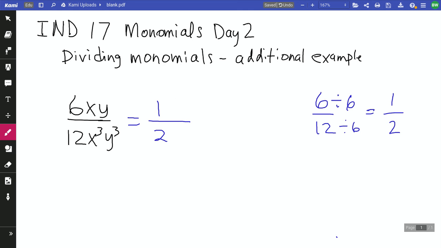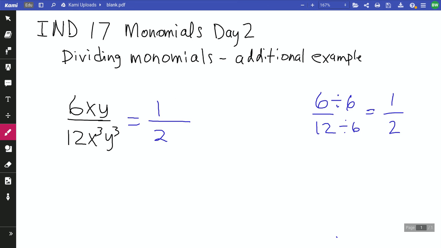So you can think of it as reducing, or you can think of it as saying, well, 6 divided by 12 is 0.5, which is the same as 1/2. Either way, this is the way it turns out. You just have a 1 in the numerator and a 2 in the denominator. And then go from there on the variables.